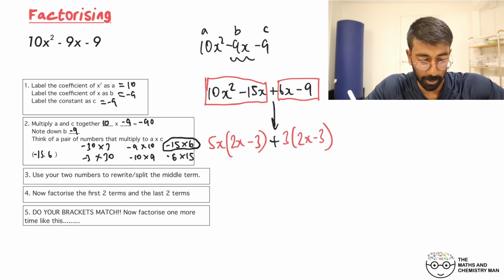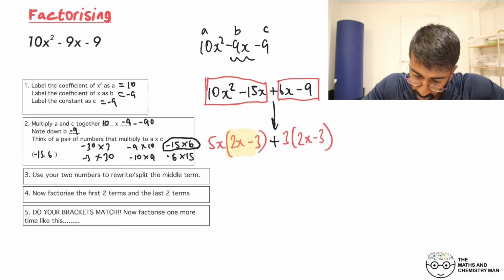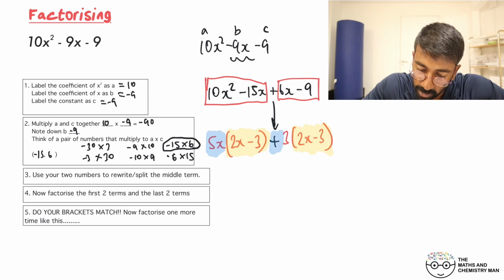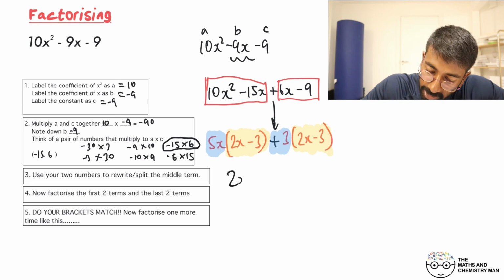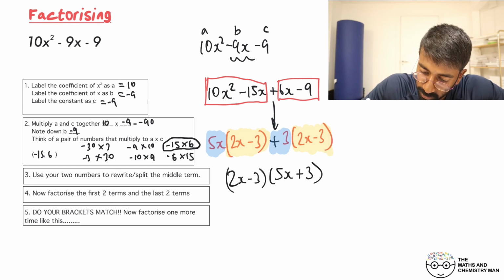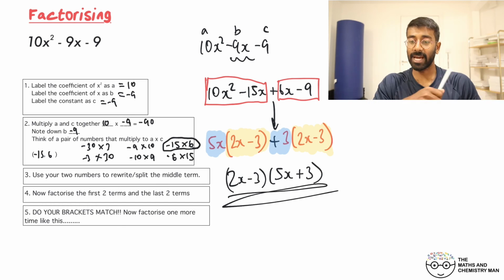This is good news. So our brackets are matching up. So we've got 2x minus 3, 2x minus 3. That's great. So we can factorize that part out. And then what are we left with? Well, 5x add 3. So my two brackets then are going to end up as 2x minus 3 and 5x plus 3. And that is that.